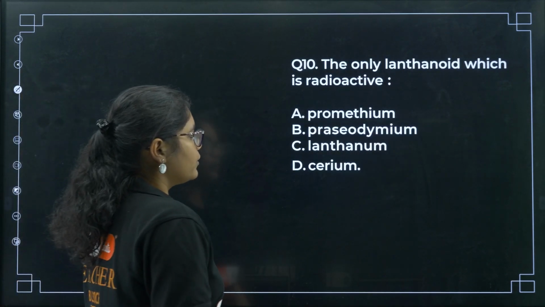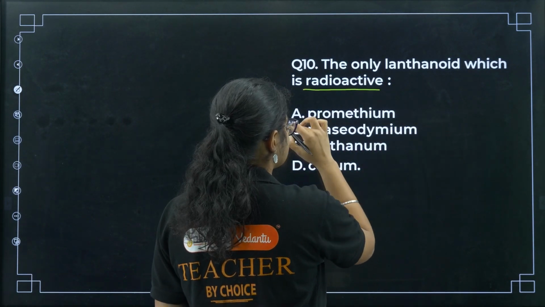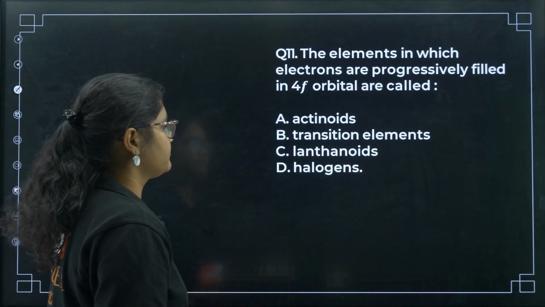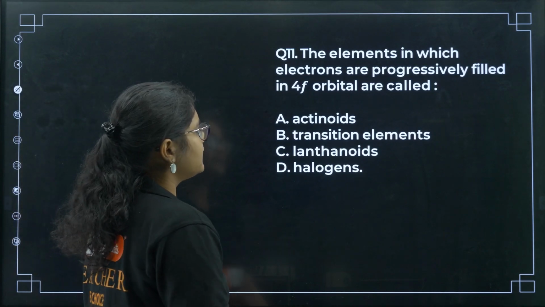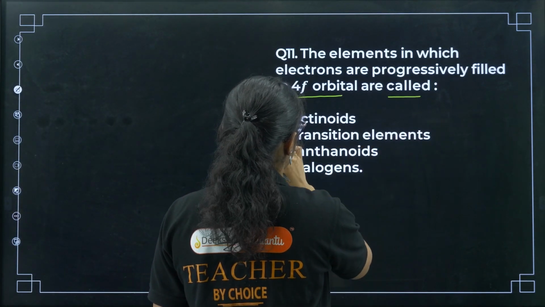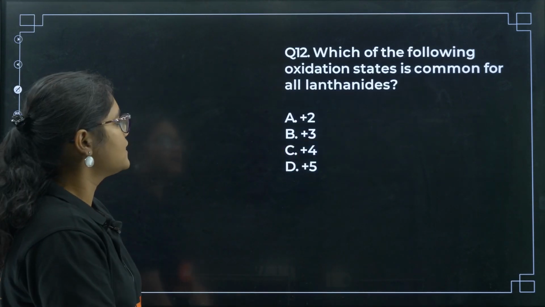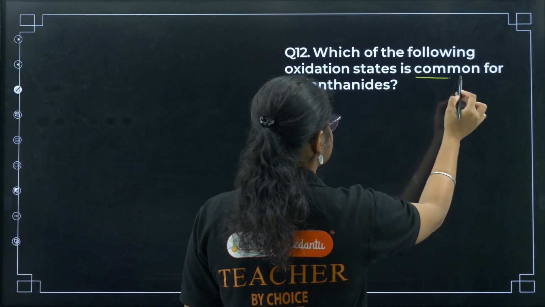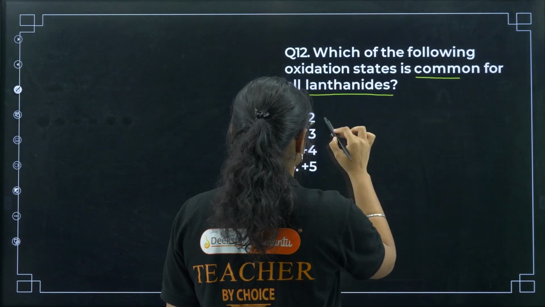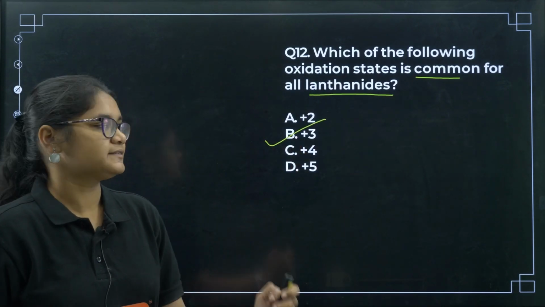Next question, the only lanthanide which is radioactive. This is a direct theory based question, that is promethium, option number A. Next, the elements in which the electrons are progressively filled in the 4f orbital are called lanthanoids, right? Direct definition based question. Which of the following oxidation states is common for all lanthanides? That is +3. All lanthanides have a common oxidation state of +3.